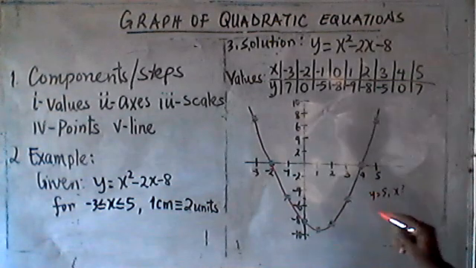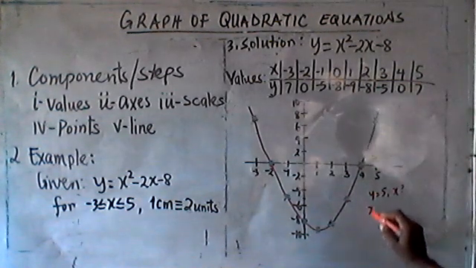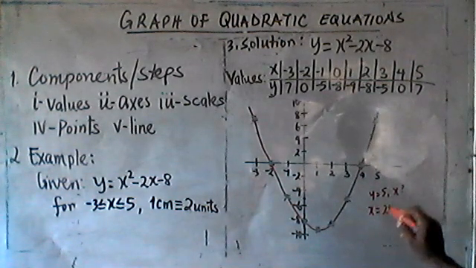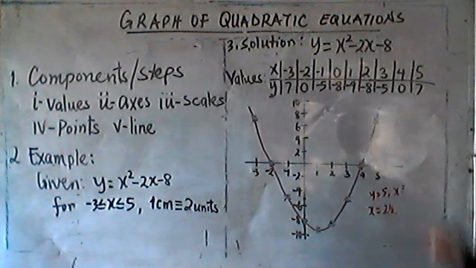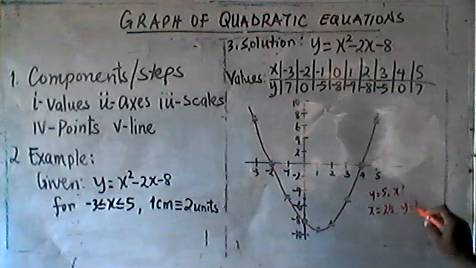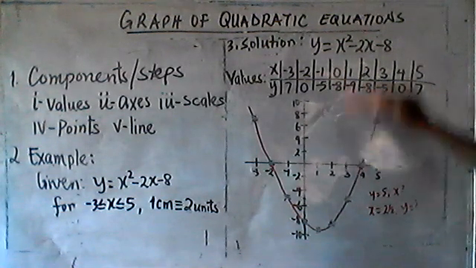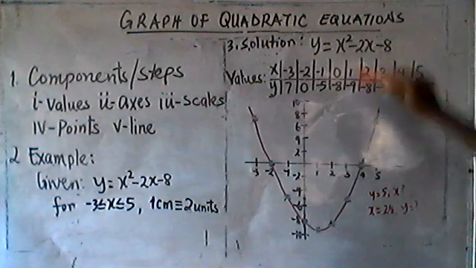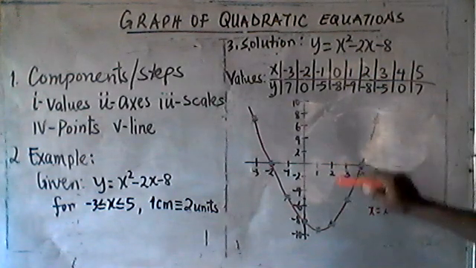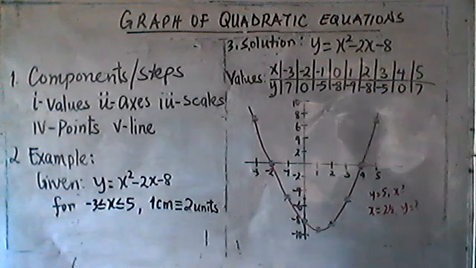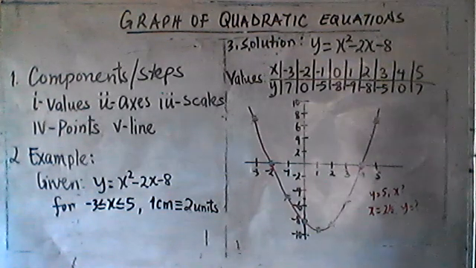What about if the value of x is given? Maybe x is equal to 2.5. What is the value of y? Of course, you come here and look for 2.5. If you go here, you will not meet the curve, but you come down. When you come down, you meet the curve here, then you read the value of y. So that is how you use your graph to find any value given, to find the other one.